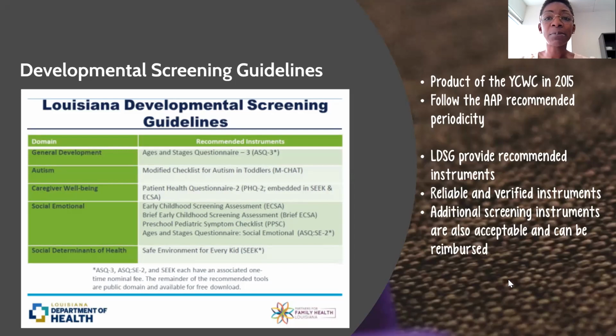Although most screening domains only have one listed there, there are additional screening instruments that are also validated and approved for reimbursement through Medicaid. As you see in the graphic, the 5 domains are general development, autism, caregiver well-being, social emotional health, and social determinants of health.